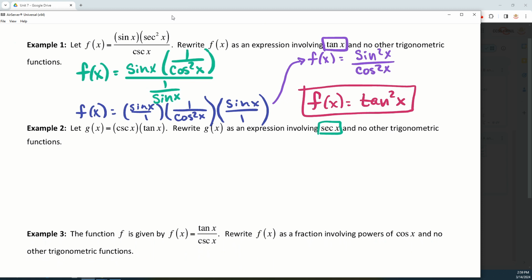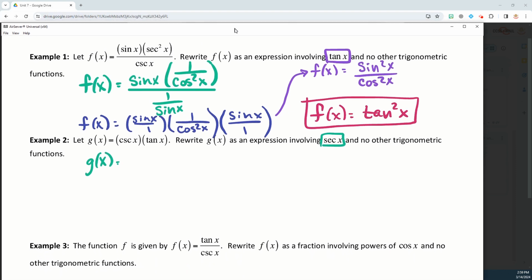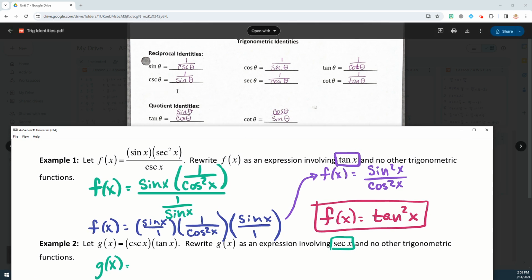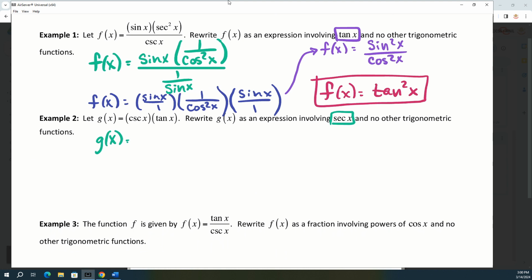Now, does it matter? We're not going to start with a secant, just like on the last one, we didn't start with a tangent. Just hopefully in the end, we can get it there. So I'm going to start off the same way. I'm going to write cosecant and tangent using only sines and cosines. And so for cosecant, I can write it as 1 over sine of x. For tangent of x, I can write it as sine of x over cosine of x.